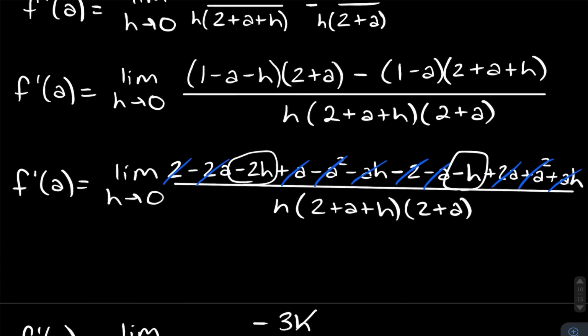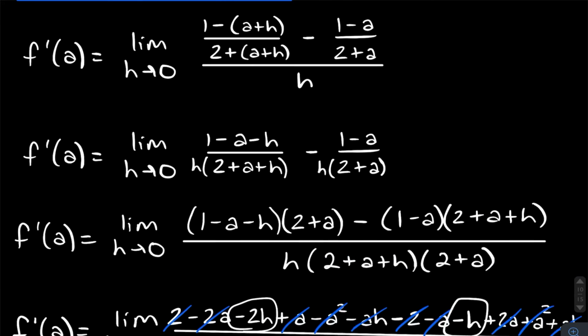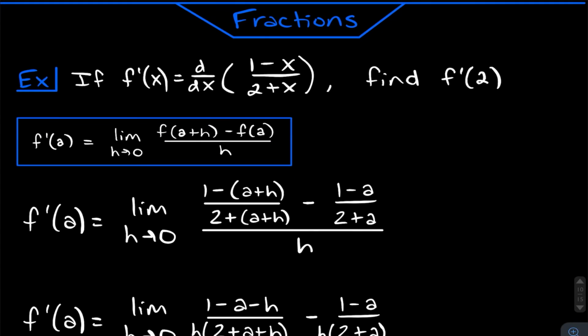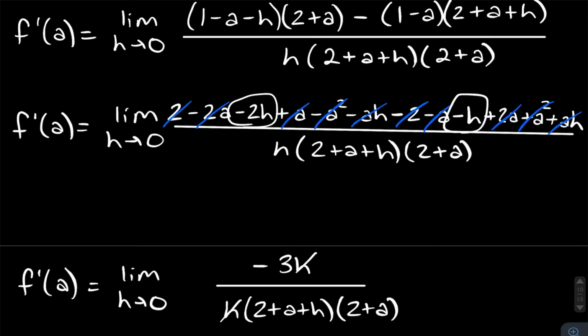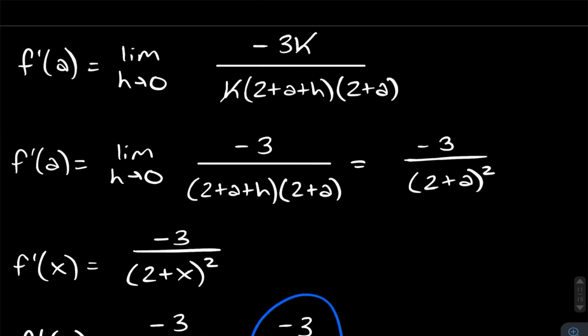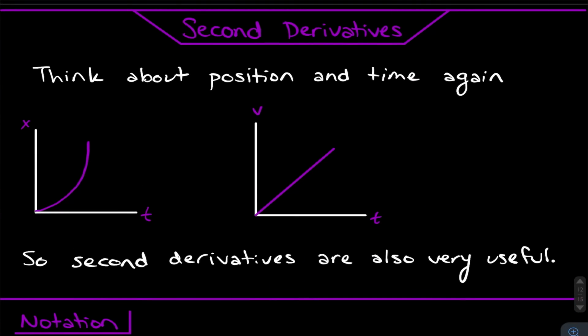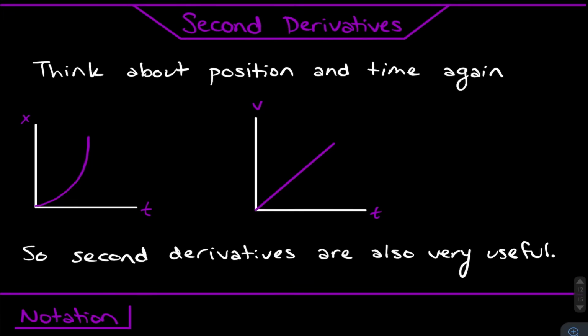So really, when we have fractions, we find common denominators. Okay? That's really what we do. When we have radicals, we use the conjugates. When we have polynomials, we just expand and cancel, just like we do at the end of the fraction problem. So now I'm going to talk about second derivatives, and that's really going to be the last thing that we talk about in this video.